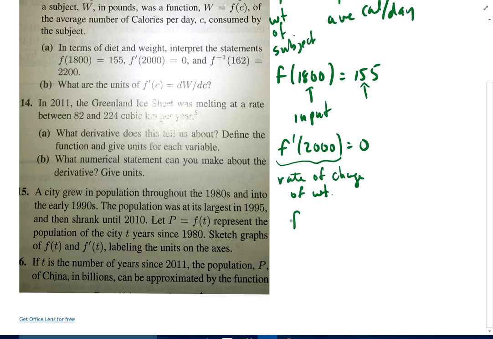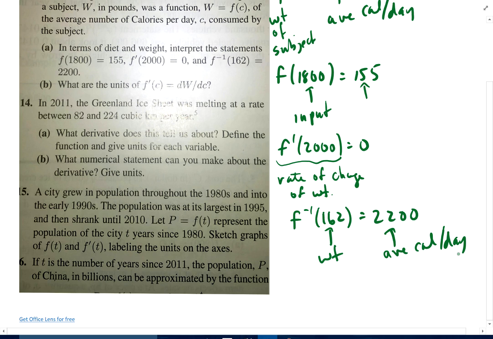And F inverse of 162 is 2200. Well, this is the inverse function, so this tells me if this is your weight, this is your new input, and the output would be average calories per day.